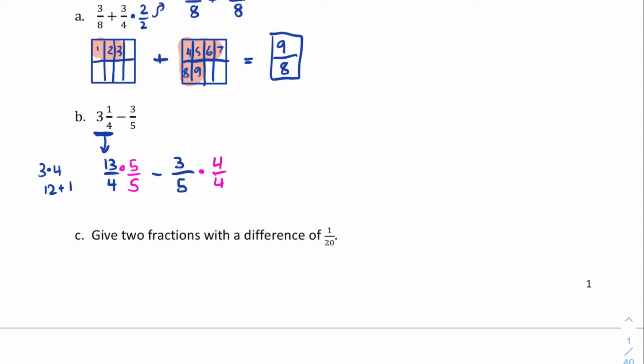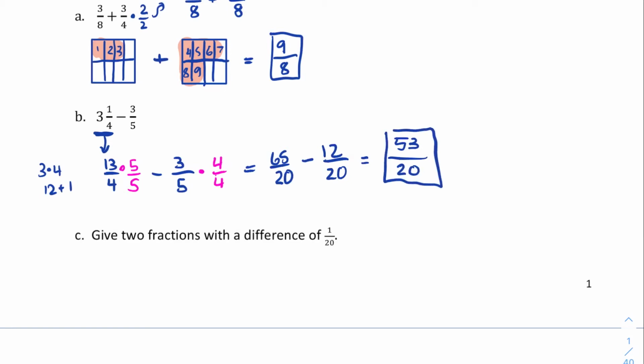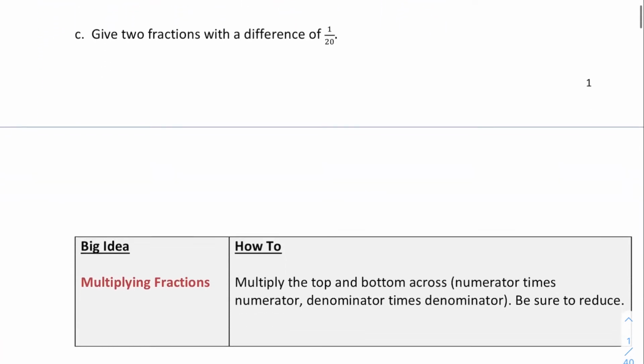I'm just rewriting them in a different way, because 5/5 is equal to 1, and multiplying something by 1 doesn't change it. So my 65/20 that I get is still equivalent to 13/4. It's not a different value. So if you actually multiply those to get your common denominator and then subtract, you're going to end up with 53/20. So remember, your denominator doesn't change because you have 53 pieces of size 1/20.